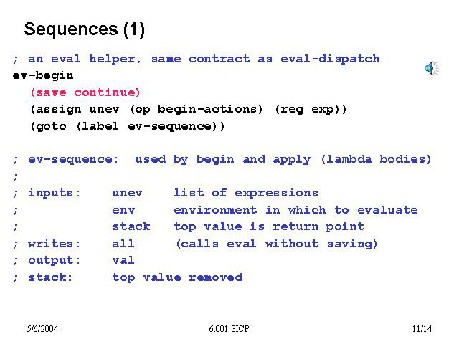So in other words, we're not going to keep the return point and continue. We're going to leave it at the top of the stack. And we'll see why shortly. Given those inputs, it's going to do all of its work and return a value in val as its output. That'll typically be the value of the last expression in the sequence. It's going to write everything, because it's going to call eval without doing any saving. When it's done, though, we want the stack to be restored to the state it was. That is, with the top value removed or popped. And that means it will put it back to the state it was before we hit ev begin.